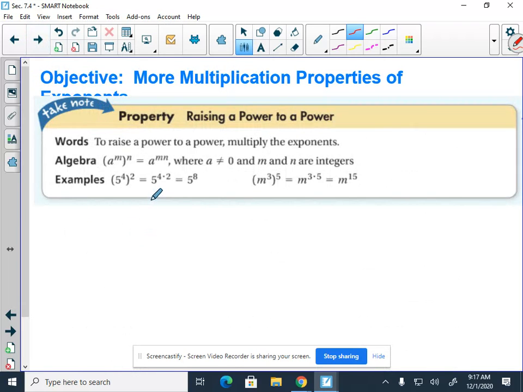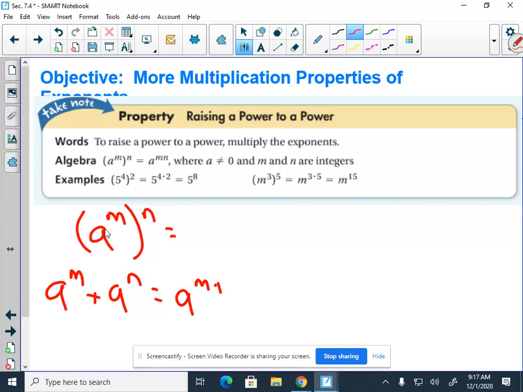Sorry. Raising a power to a power, we multiply the exponents. So here it says a to the m in parentheses to the n. That's different than this. This was lesson 7.3. This would be a to the m plus n. You would add because they have the same base. a to the m, a to the n. This one, we multiply in this lesson. This is lesson 7.4 to restate.